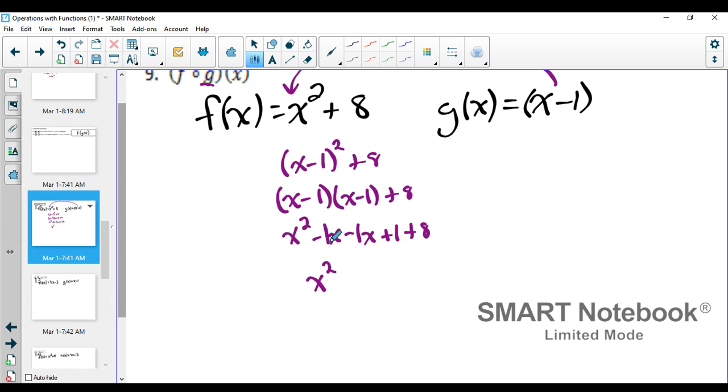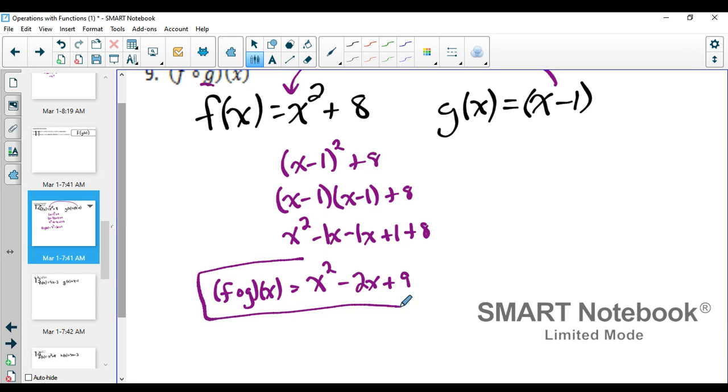And then negative 1x and negative 1x is negative 2x. And then 1 plus 8 is 9, so plus 9. So our composite function of f of g, which looks like f∘g, of x equals x squared minus 2x plus 9. And there we go.